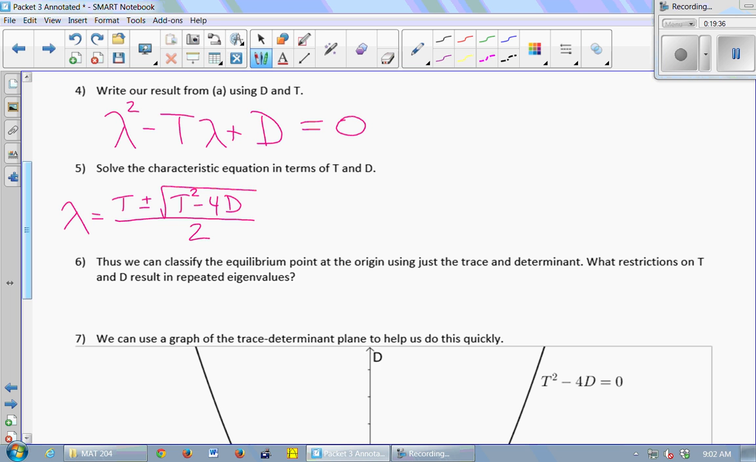All right, so we can classify the equilibrium points just by knowing the trace and the determinant, right? So I could say, well, if T squared minus 4D is equal to 0, I'm going to have repeated eigenvalues, right? If T squared minus 4D is negative, I'm going to have complex eigenvalues. If T squared minus 4D is positive, I'm going to have real distinct eigenvalues, so I'd either have a sink or a source. So I can do my entire classification if I just know the trace and the determinant.